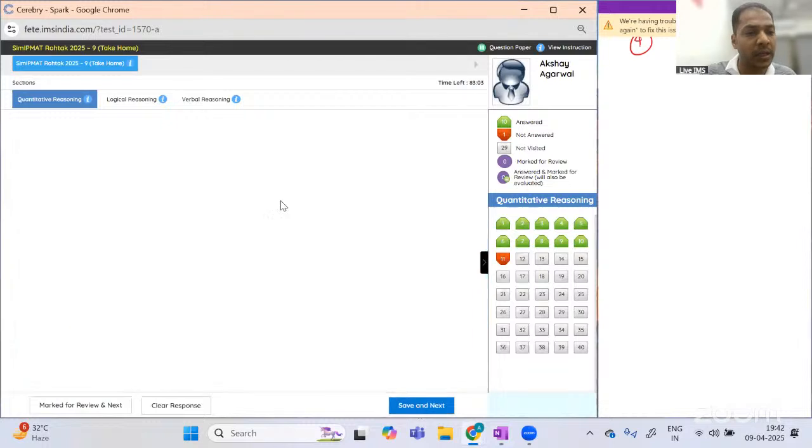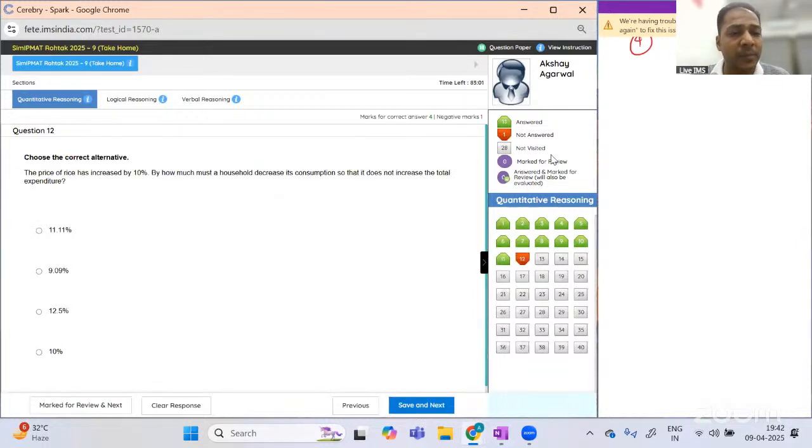Very good. Option A. Price of rice has increased by 10%. By how much must a household decrease its consumption so that it does not increase the total expenditure? I know 1/10 increase from 100 gives 110. I have to again get it back to 100, so 1/11 would be the decrease. The decrease has to be 9.09%. I hope I'm doing it right. Yes, 1/11th decrease, that is 9.09%.